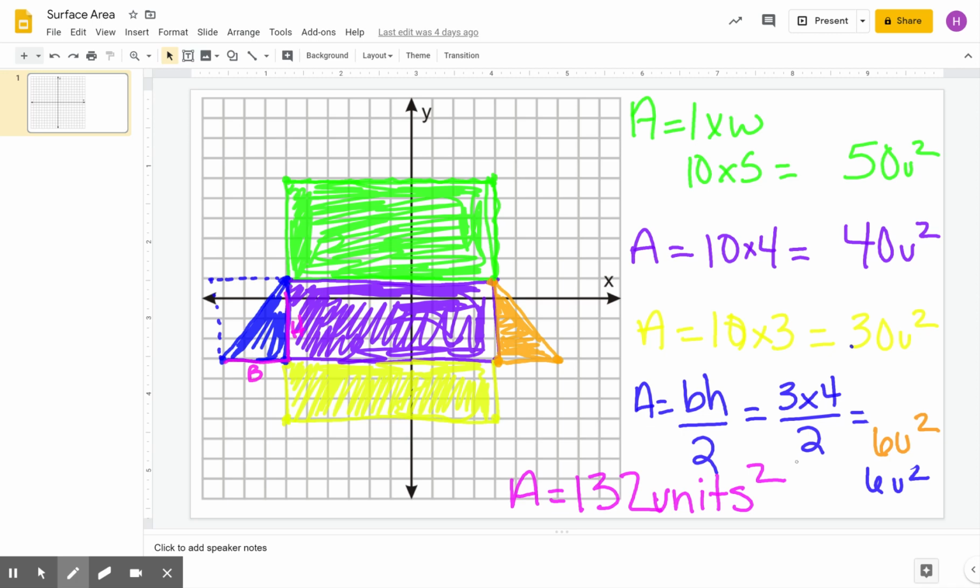Okay, your final question, and I want you to do this on your own. What is the difference between surface area and volume? So I want you to see if you can write that answer down on your paper. Don't forget, send pictures to me.